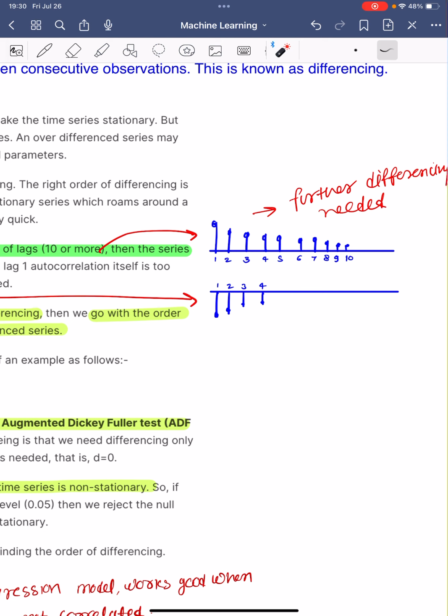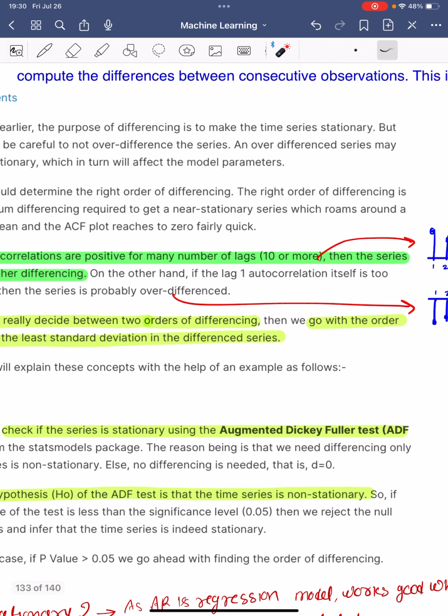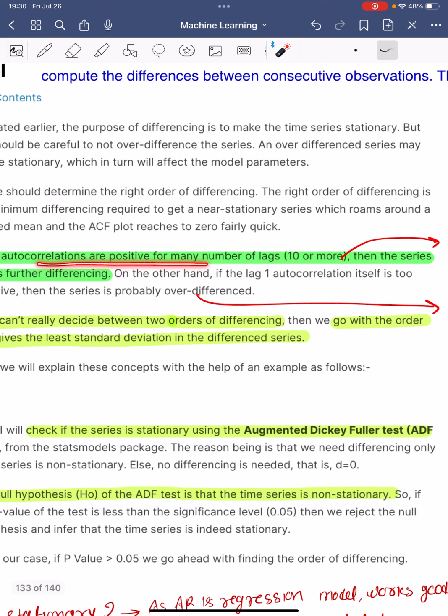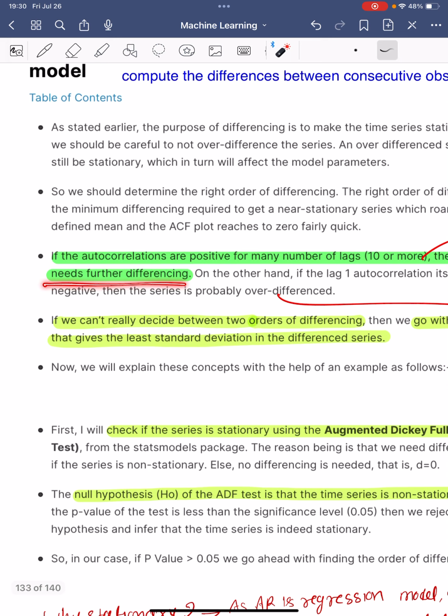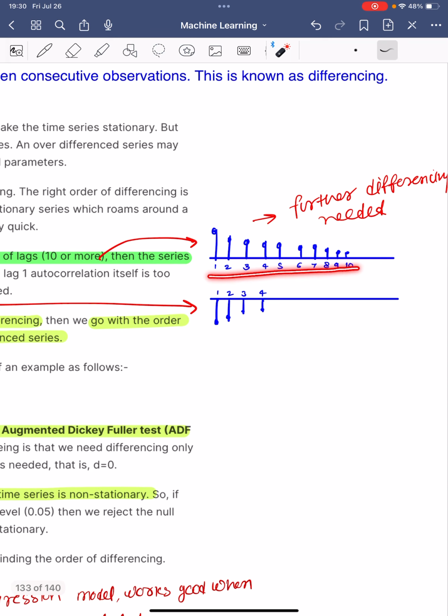So if the first lag has some weight, but the second, third and all others are nearly 0, we do not need any further differencing. But if it has some height and it is not going down, we need further differencing. There are some numbers you can use here. If the autocorrelations are positive for many lags, let's say 10 or more, then the series needs further differencing. Here you can see at 10 lags it is positive, it has some values. So we need to difference it further.